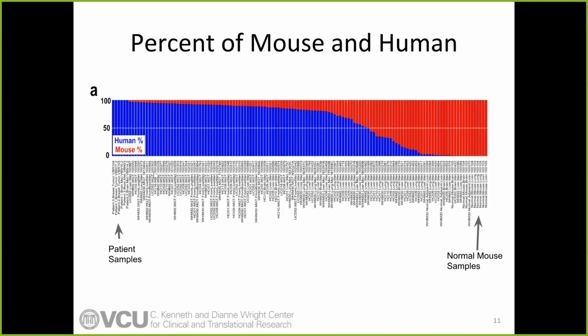I found it interesting that the mammary gland tumors tend to congregate towards this end where they're mostly human. So those are the primary mammary gland tumors grown in the mammary gland. Whereas the metastases, those that metastasize to other organs, actually started to degrade in their human content, where some of them are pretty close to not having any human at all. It's mostly mouse. So using this, we were able to filter out some of those samples that were severely contaminated with mouse so that we could focus on the human data.